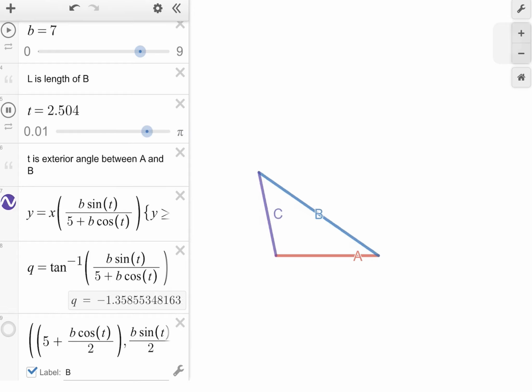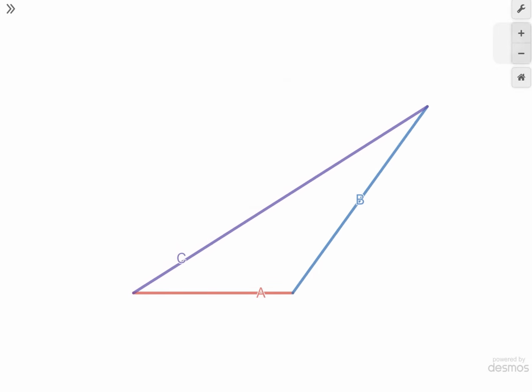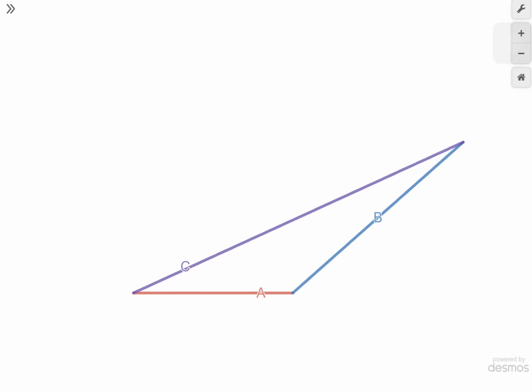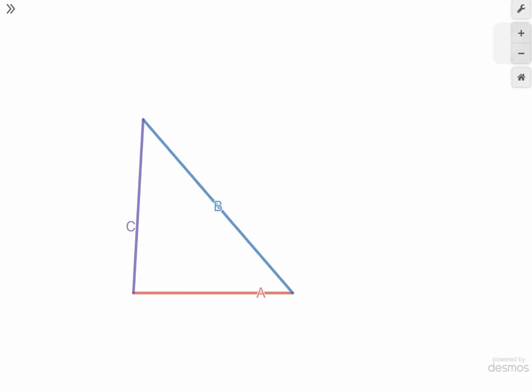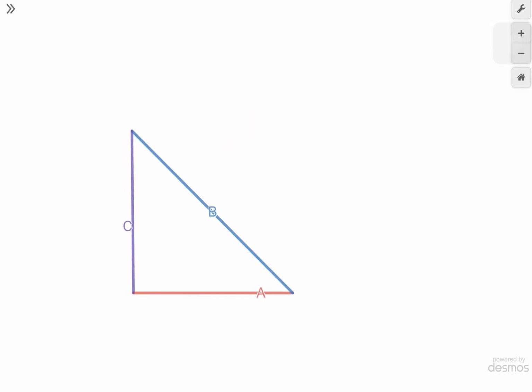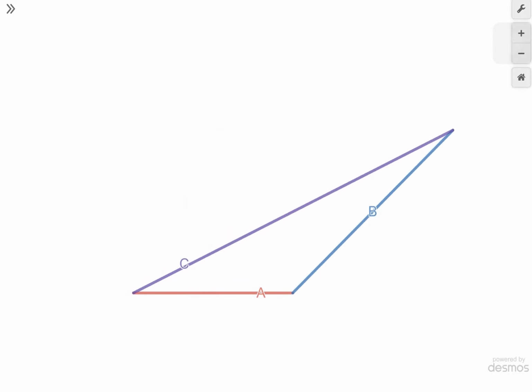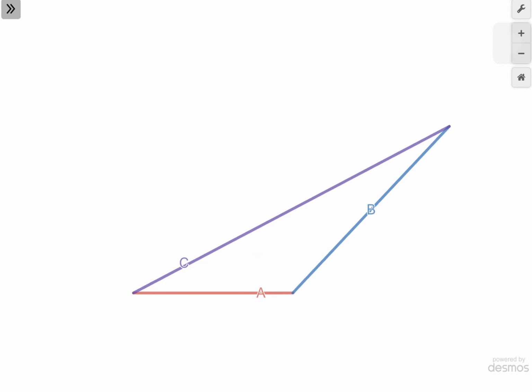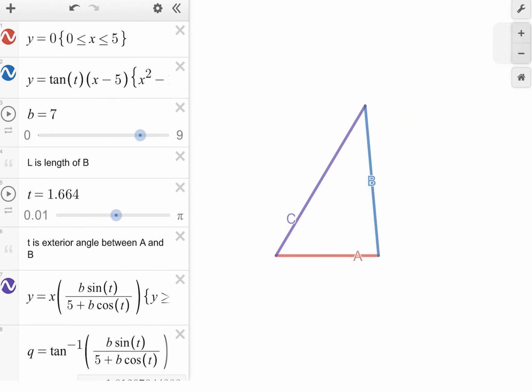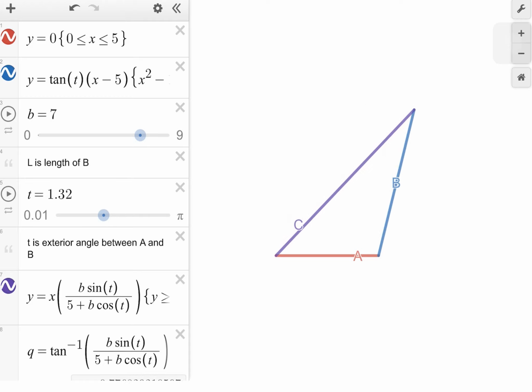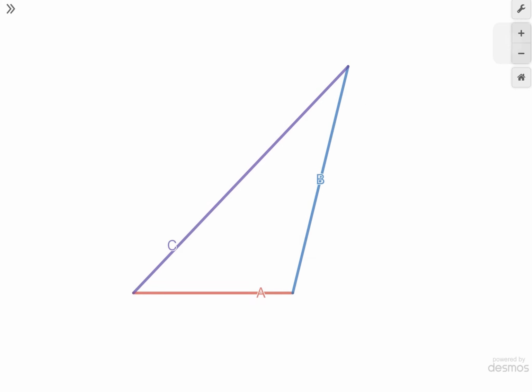Let's play the animation again. Right now C is maximum. Now it is decreasing, and now it is minimum. Again it is increasing, and now it is maximum. So let's pause the animation. So this is how C can change by changing the angle between A and B.